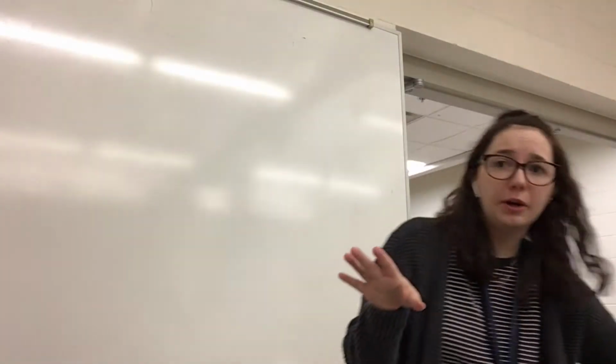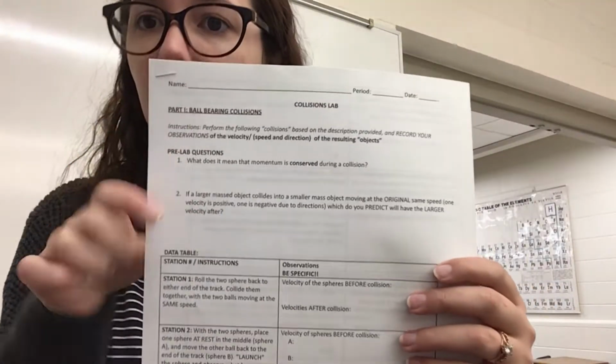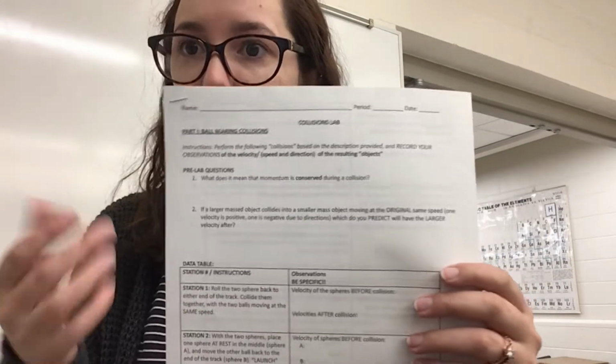Before we start anything, the first thing you need to do is answer the pre-lab questions using information we discussed in class over the last 2 days. For example, question number 1: what does it mean that momentum is conserved during a collision? Please respond with a complete sentence. And number 2: if a larger massed object collides into a smaller massed object moving at the original same speed, so one velocity is positive and one is negative because of directions, which do you predict will have a larger velocity after? Please give your hypothesis, and make sure it's in complete sentences.